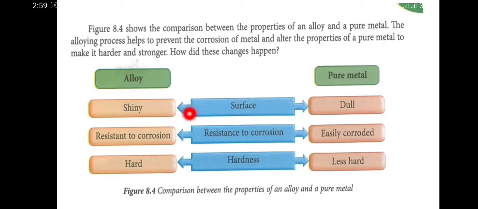This one shows the comparison between the properties of an alloy and a pure metal. The alloying process helps to prevent the corrosion of metal and alter the properties of a pure metal to make it harder and stronger. So, kalau dari segi surface, alloy dia shiny compared to pure metal dia dull, dia kusam, dia tidak shiny macam alloy. And then resistance to corrosion, alloy dia resistant to corrosion, pure metal dia easily corroded. Hardness, alloy is harder compared to pure metal.